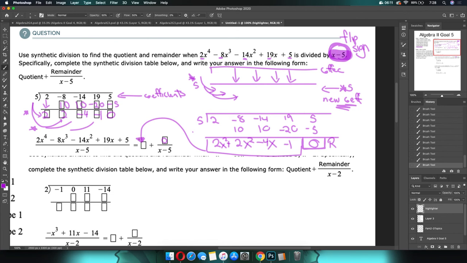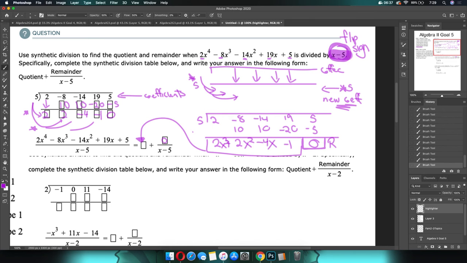Obviously in the software they give you all the space that you need. So 2x cubed plus 2x squared minus 4x minus 1 squiggles right into there. 0 is your remainder, and that's how the synthetic division is done. What it is ultimately is a shortcut for polynomial long division.